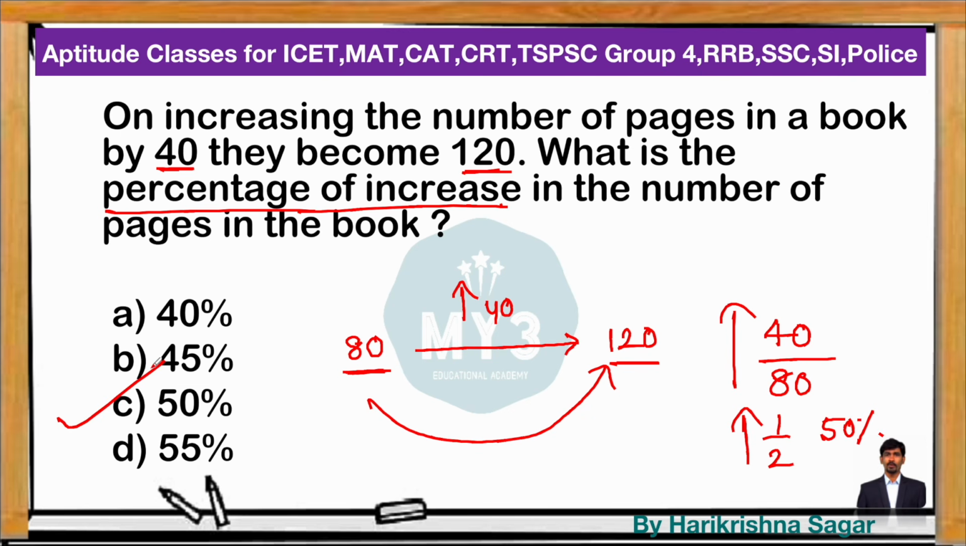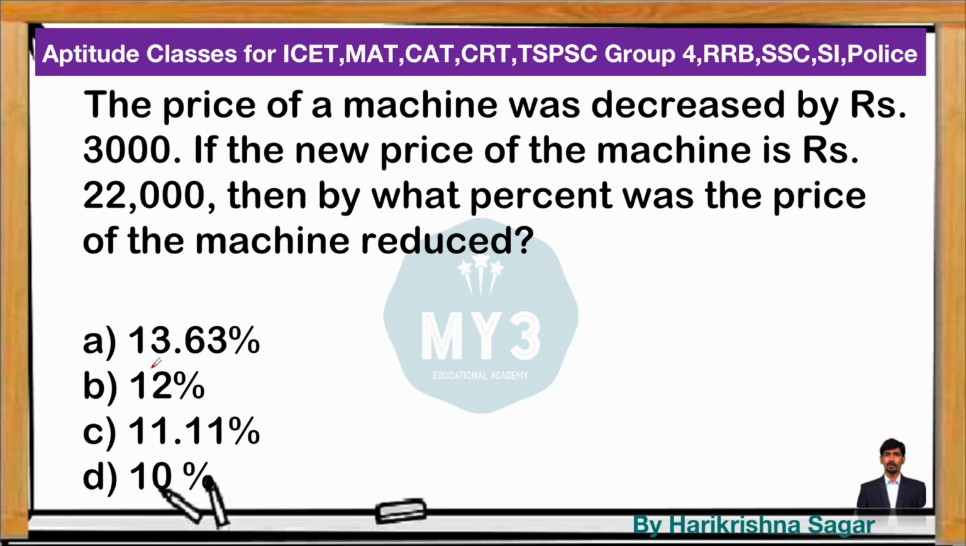Let's take one more question. The price of the machine was decreased by 3,000. If the new price of the machine is 22,000, then what percentage was the price of the machine reduced? So if you observe here, the price was decreased by 3,000 and the new price is 22,000. That means initial price I don't know, but after decreasing 3,000, the price became 22,000. Can we understand what is the initial price? After decreasing 3,000, it is 22,000, means before the decrease the price of the article was 25,000.